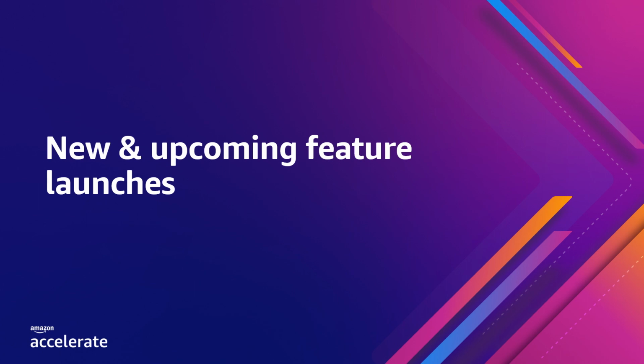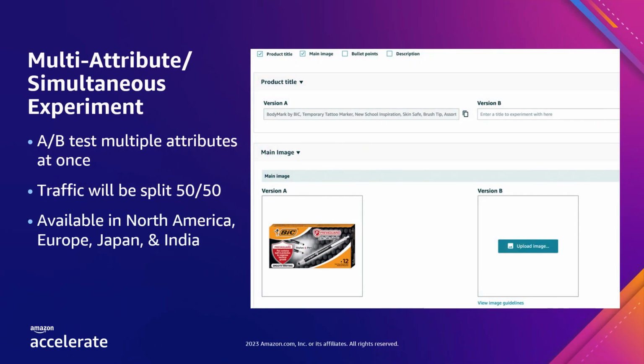Now I'll go over a few upcoming features that are coming soon. First one is multi-attribute, or what we're calling simultaneous experiments as a more consumer-friendly name, which allows you to create a single experiment that tests, as it sounds, multiple attributes or all attributes within the same experiment.